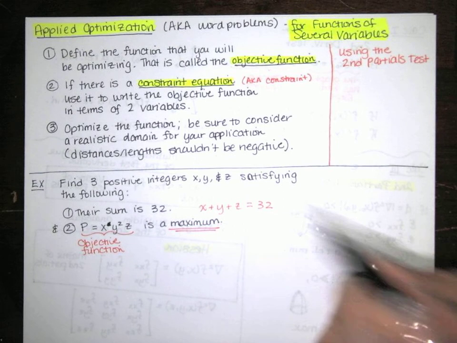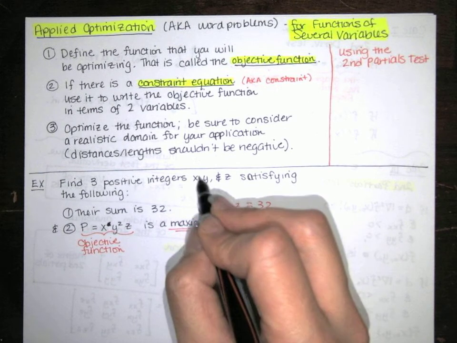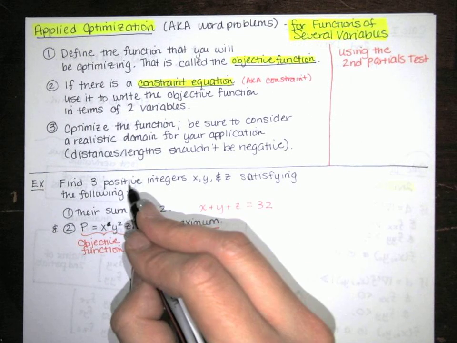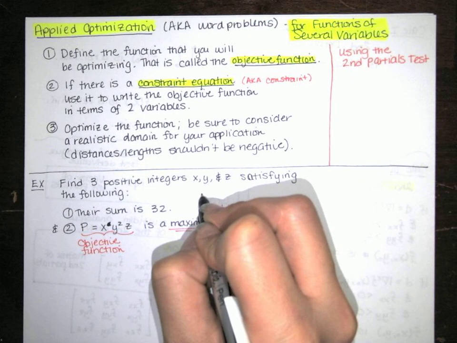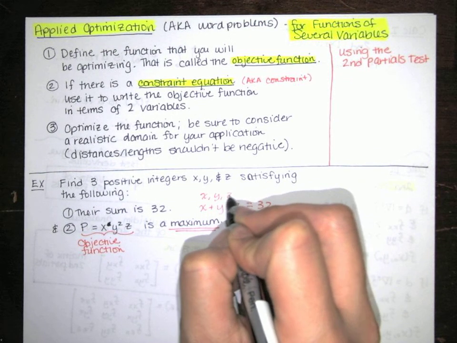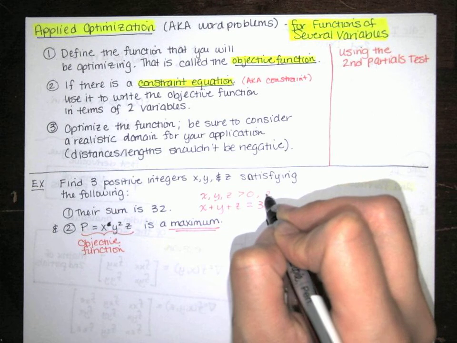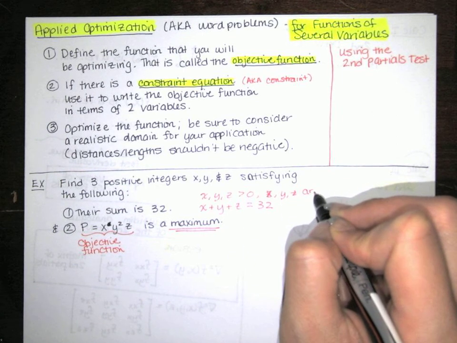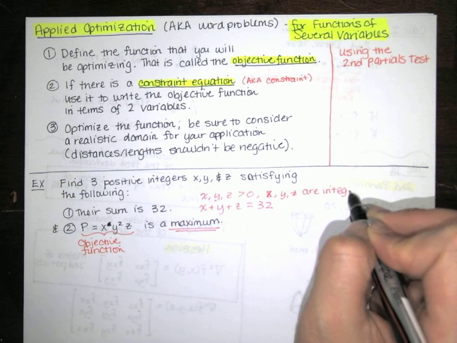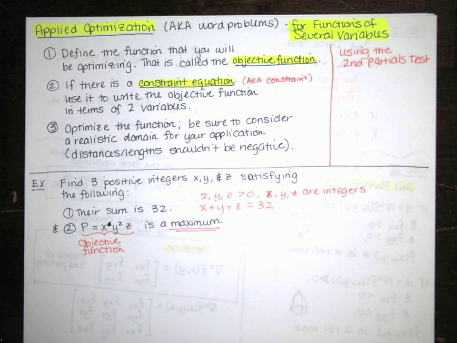And then I also have three other constraints. X, y, and z are all positive and they're integers. I guess I have 6 constraints really, but I'll write that down as well. X, y, and z are positive. X, y, and z are integers. Okay, so we want to keep all of those in mind when we're maximizing this function.